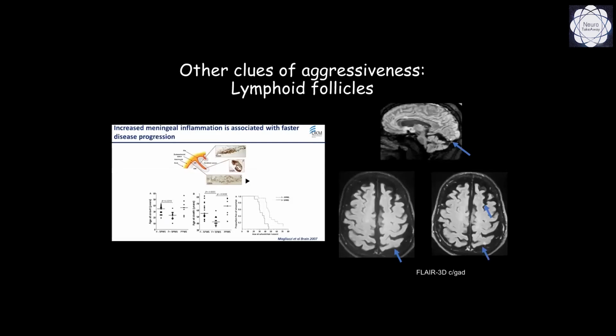We also have to look at the 3D FLAIR sequence after gadolinium. We can detect these small nodules at the subarachnoid spaces, especially at the convexity, and they are associated with progressive forms of the disease, and they represent a kind of compartmentalization of the immunological response. Now, with these follicles, the patient can produce antibodies inside the CNS.